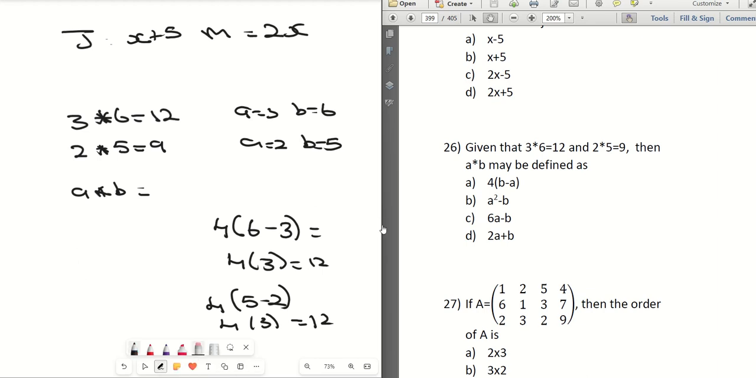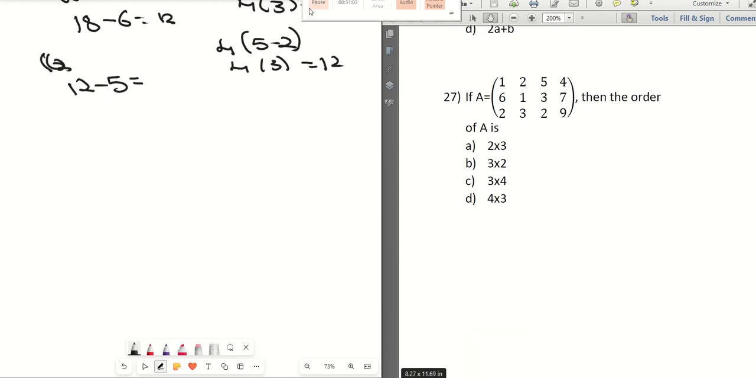C would be 6 times A, which is 3, minus 6. 6 3s are 18. 18 minus 6 is equal to 12. Let's see if it works for B. The next one, that's 6 times 2 is 12. 12 minus 5 is not equal to that. So through a process of elimination, if it's not A, it's not B, and it's not C, the answer will clearly be D. If you worked out for all of them, except the last one, then the pure process of elimination, the answer is B.